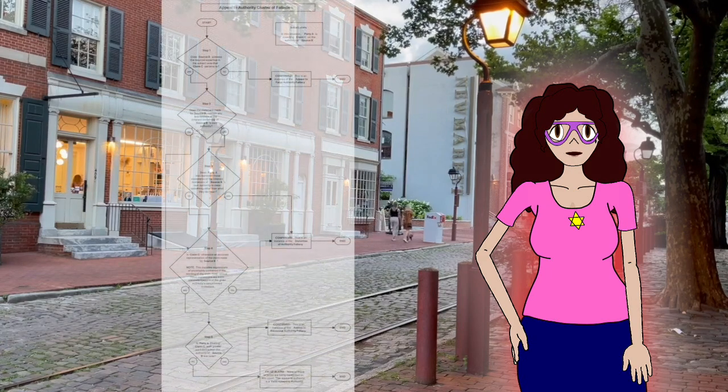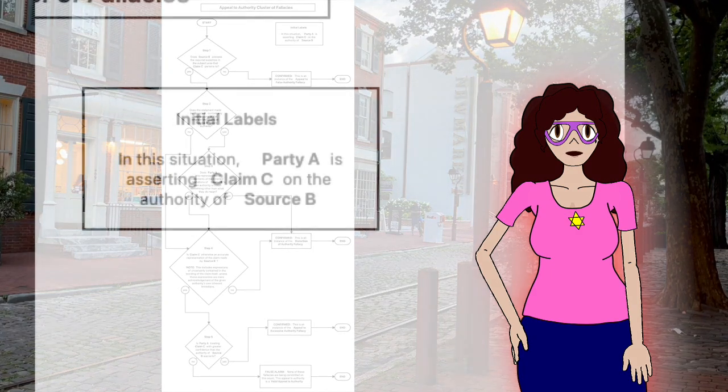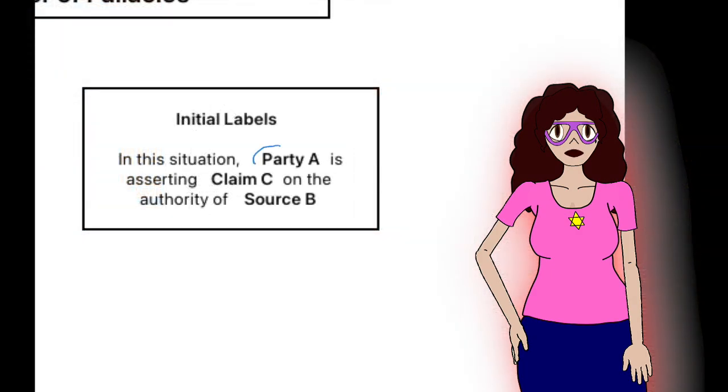To this end, I have developed an algorithm for sorting out the appeal to authority cluster. I will first give you a run-through of the algorithm, and then I will demonstrate its use with a few examples. Let us start, though, by clarifying a few labels that this algorithm uses. Party A is the party that is suspected of possibly using an appeal to authority fallacy. Source B is the source whose authority Party A is trying to appeal to, and Claim C is the claim that Party A is trying to bolster by appealing to Source B's authority.